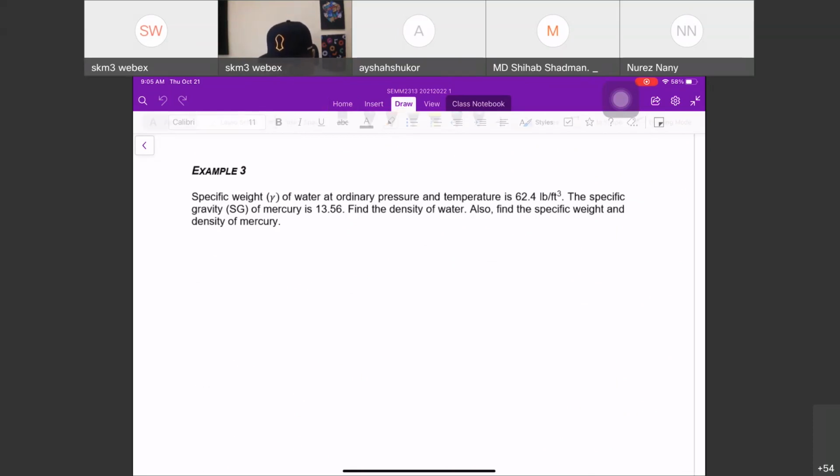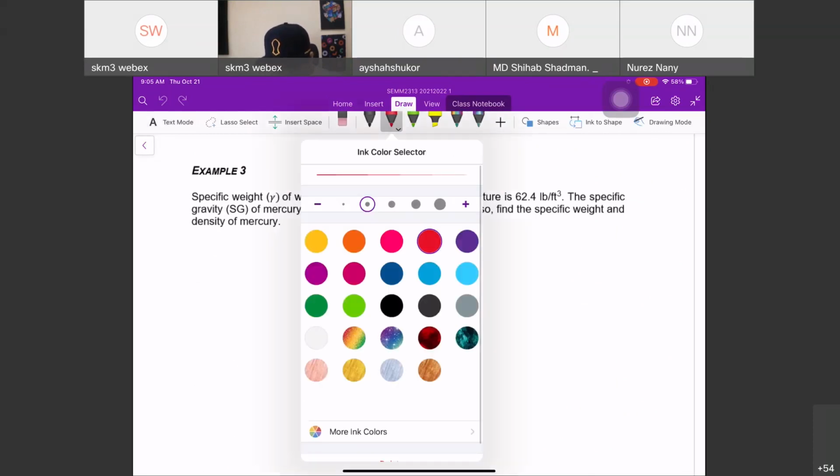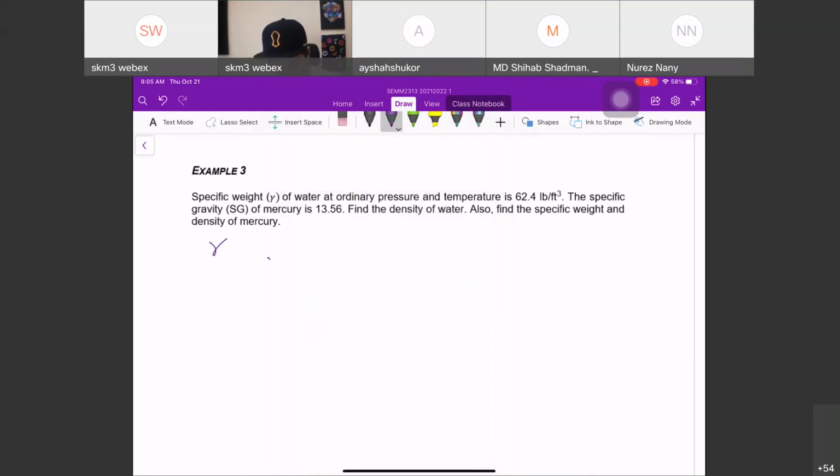So the first part, when you do this question, please list out the information given. For my case, the information is gamma of water equal to 62.4 pound per feet cube. This is the unit of what? Remember, we have two unit systems. Anyone still remember? Imperial, correct. Or another synonym of imperial? English, perfect. So this is English, which means we need to give our answers in terms of English.